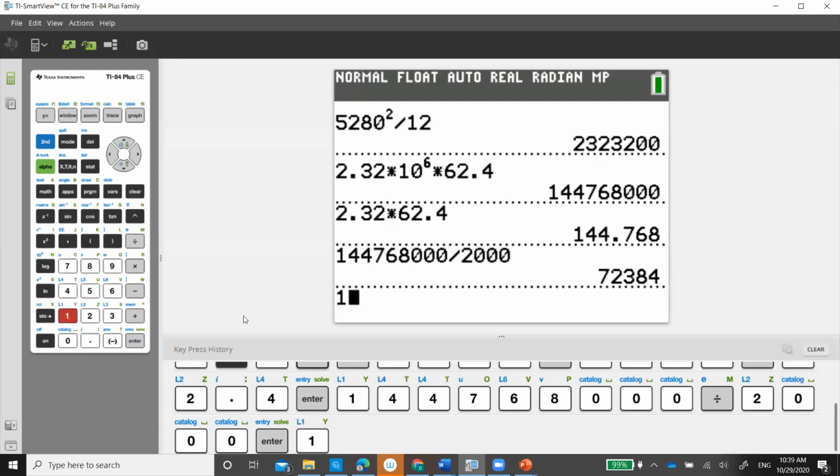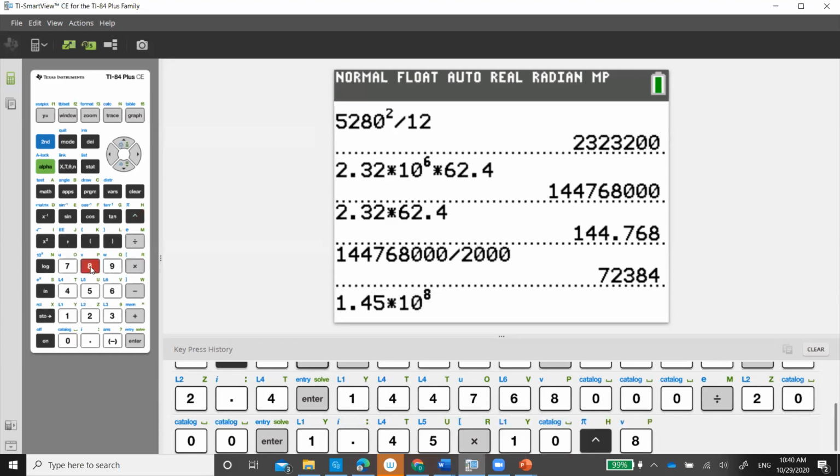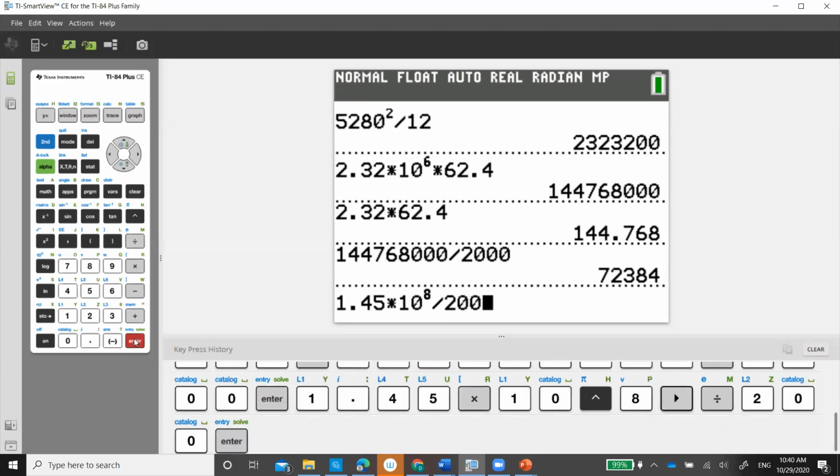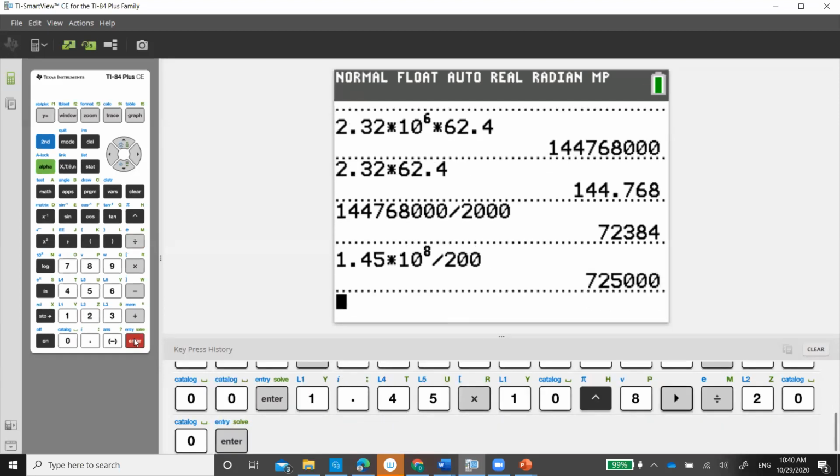Or I might want to, I already rounded this. So you might get this 72,384, but I also used this. I had this exactly here. I should probably use what I had written down, which is 1.45 times 10 to the 8th, and then I'll divide that by 2,000. And we get about 720.